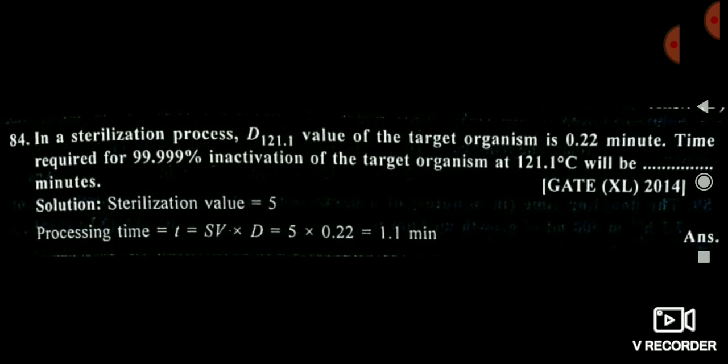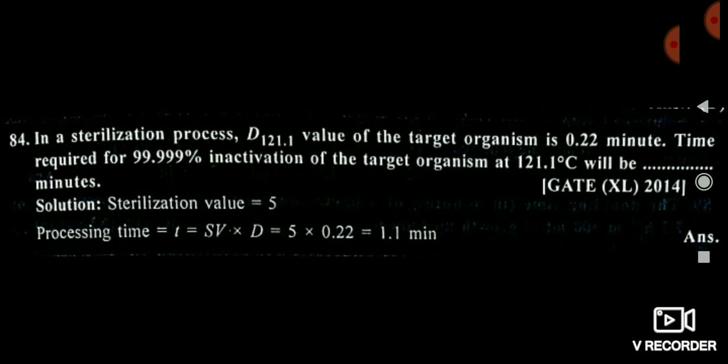And friends, I have told you about sterilization; here it is written sterilization value. Sterilization value is also the same thing, log base 10 of n-naught by n. So n-naught by n you have studied, and the n-naught value you have considered, the n value is n-naught into 1 minus 99.999 divided by 100. So friends, one shortcut you can get here. I will try to give you one shortcut.